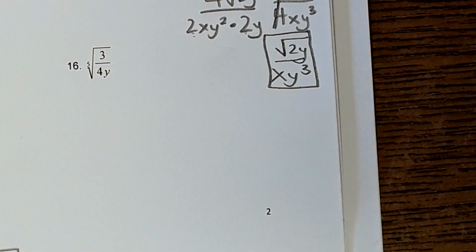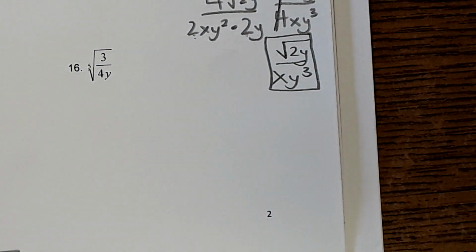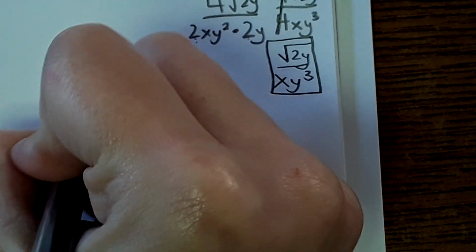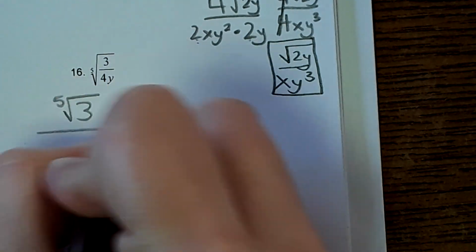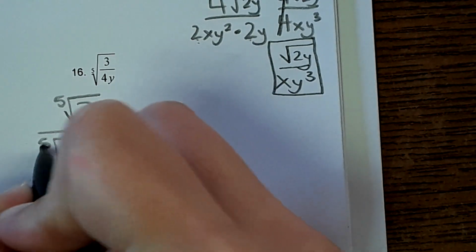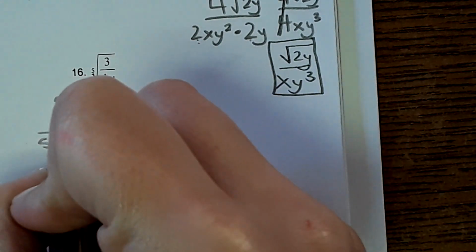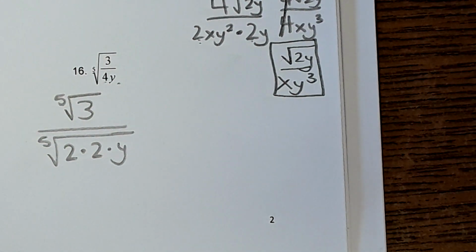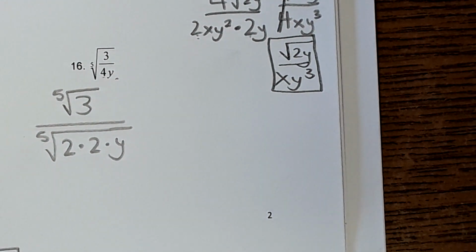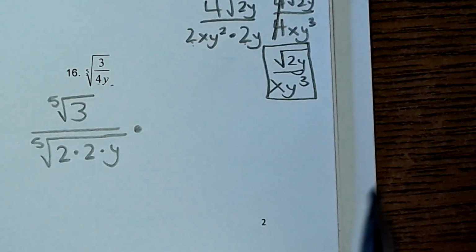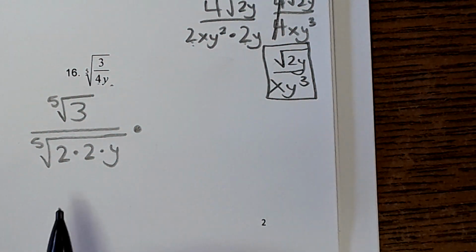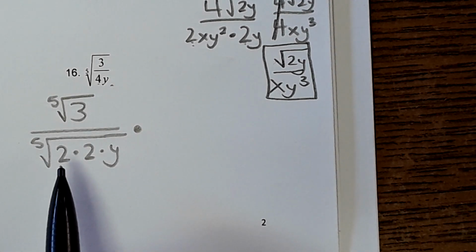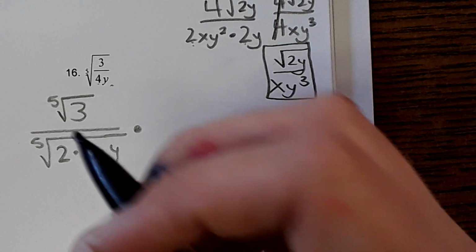Okay. We have 3 over the 5th root of, and I'm breaking up the 4y into 2 times 2 times y. There isn't any like this on your homework, but just so you can see an even more challenging one and how you'd solve it. So for this, what you're trying to do is get rid of the radical as a denominator, but how we're going to do it is kind of interesting.